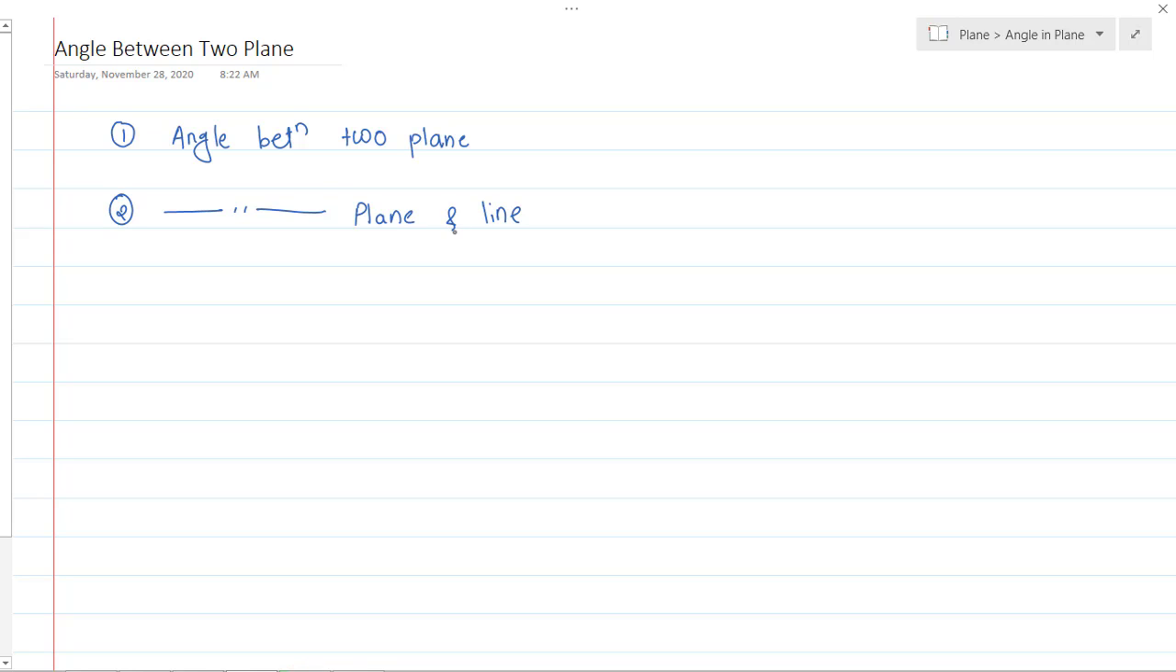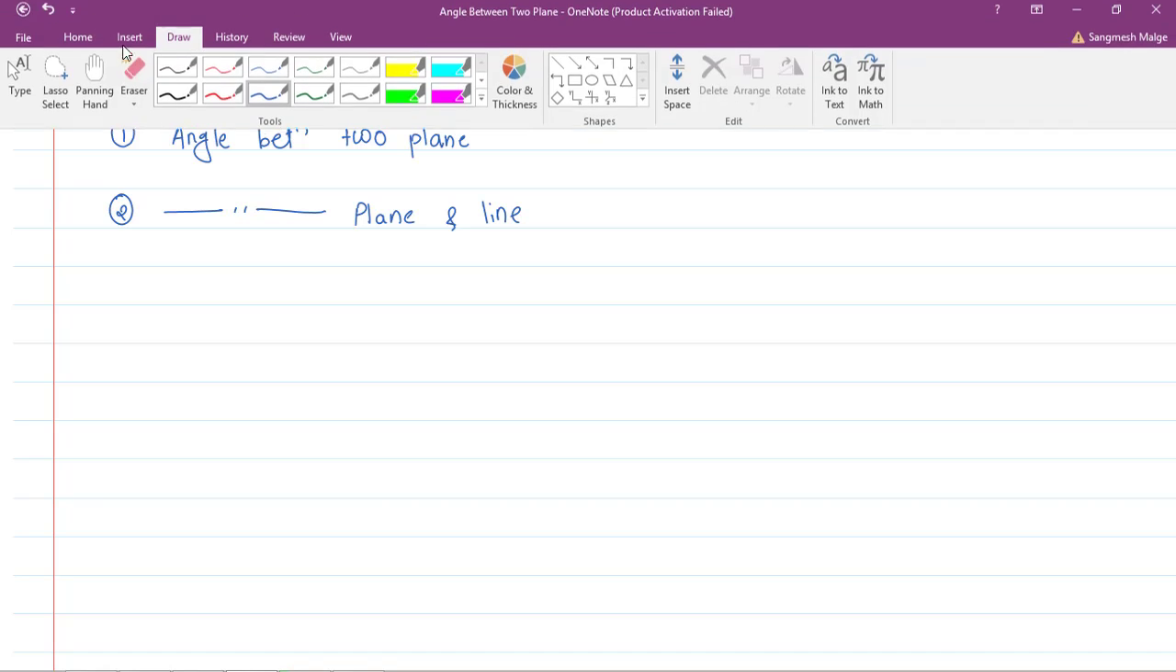Hello friends, in this video we'll be looking at the angles associated in a plane. So we have two angles in a plane. The first one is the angle between any given two planes, and the second one is the angle between a plane and a line. So we have to find out the angle between the two planes and the angle between the plane and a line. First we will start with the angle between two planes.